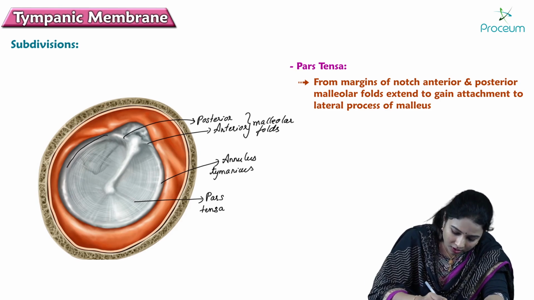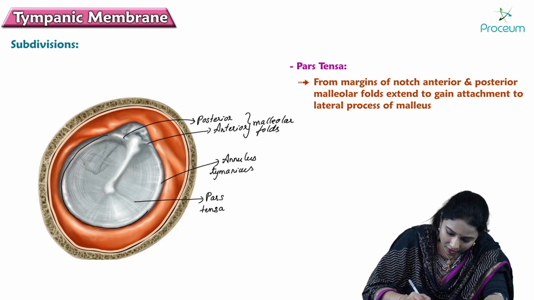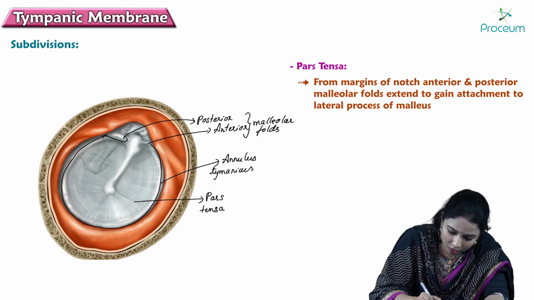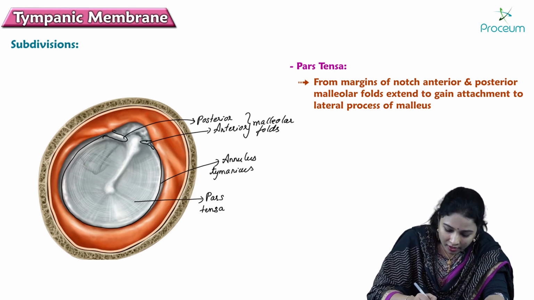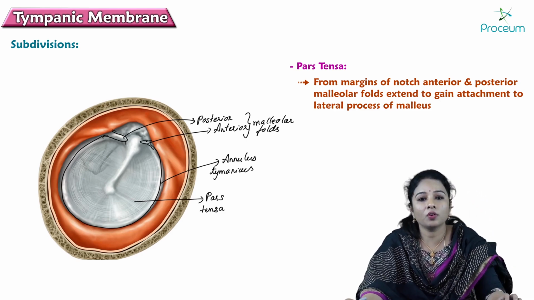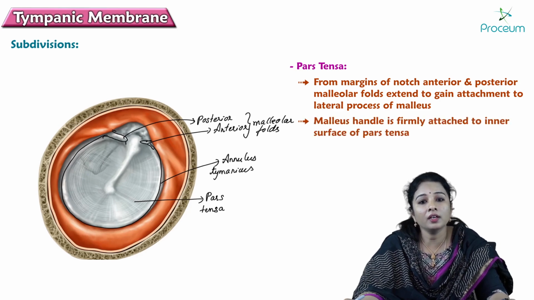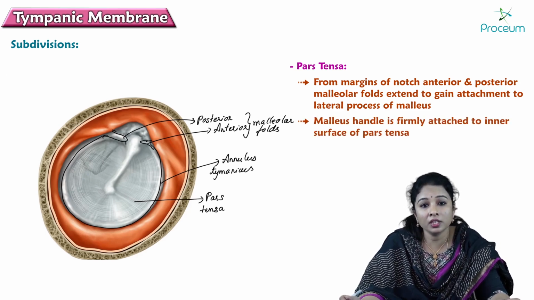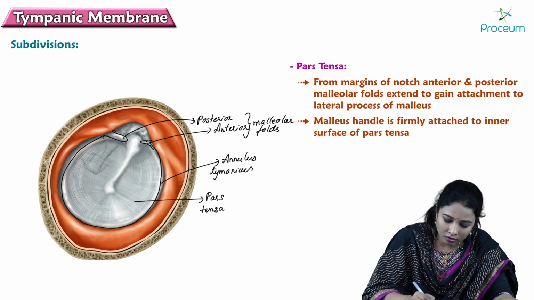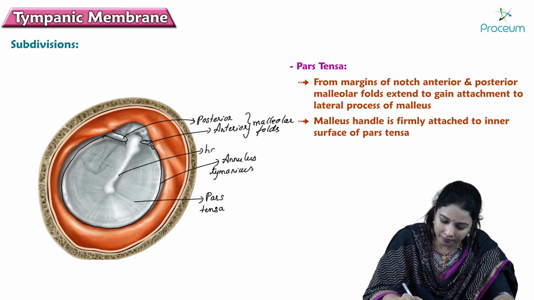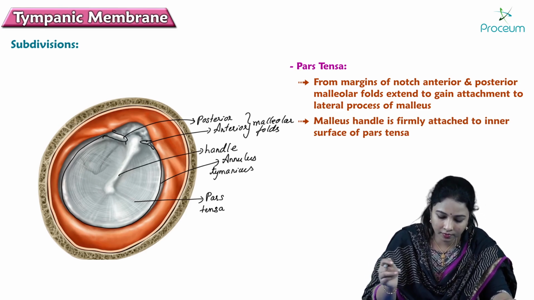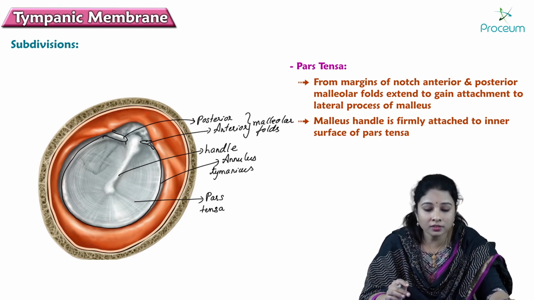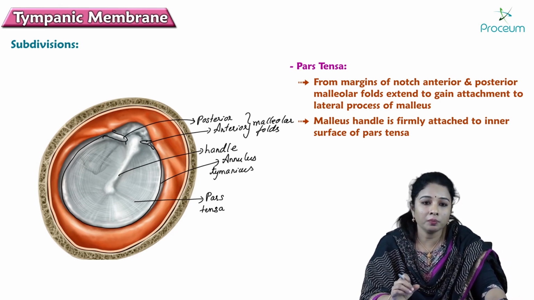So the notch is here, where the annulus tympanicus is present. So along the margins of the notch, we can see the anterior and posterior malleolar folds. This is anterior and here is the posterior, attached to the lateral process of the malleus. The handle of the malleus is firmly attached to the inner surface of the pars tensa. So we can see the handle as well.